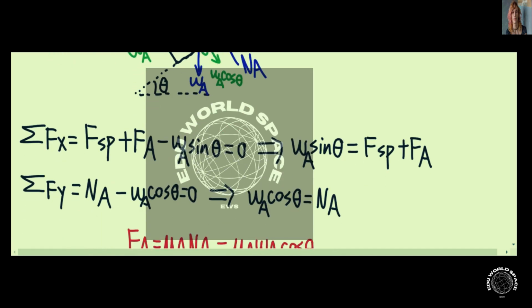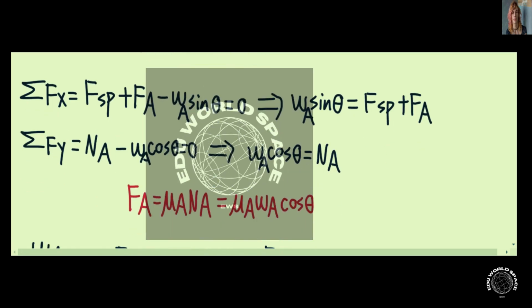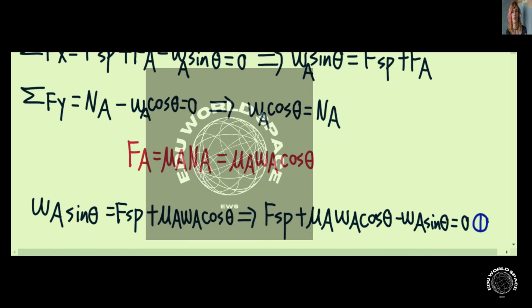And then in the y direction, we have Fy equal to Na minus Wa cosine theta, which is equal to 0. So Wa cosine theta is equal to Na. And we know friction at point A is equal to the coefficient of friction times the normal force at point A, which is also mu A Wa cosine theta, since Na is equal to Wa cosine theta. This gives us Wa sin theta equal to Fsp plus mu A Wa cosine theta. So we have Fsp plus mu A Wa cosine theta minus Wa sin theta equal to 0. Let's say this is equation 1.